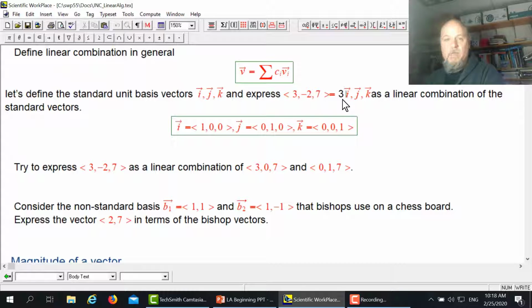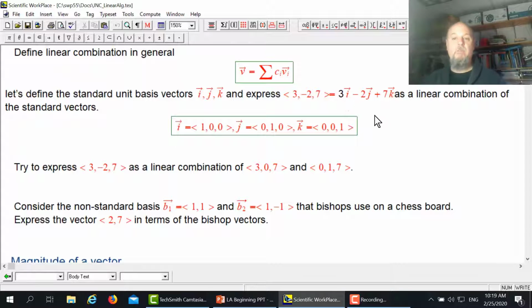I need 3 i's minus 2 j's plus 7 k's. So then I've expressed this 3, minus 2, 7 vector as a linear combination of the standard basis vectors, the i, j, k. So that looks really easy.